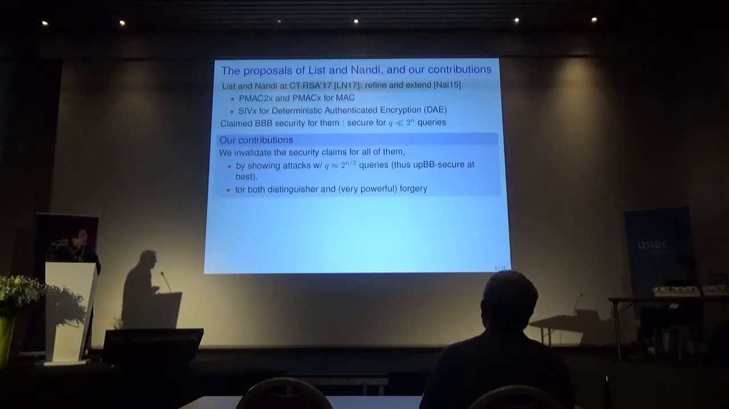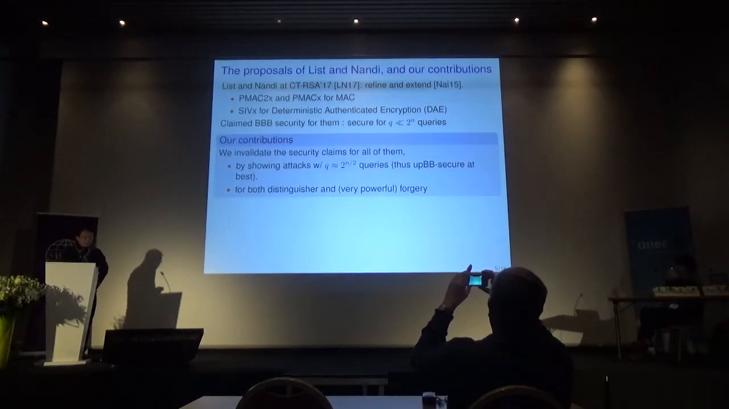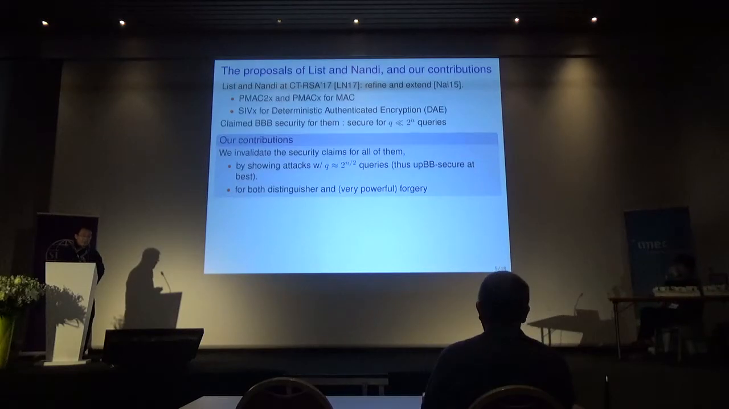However, in this talk, we describe that their security claims are wrong by showing attacks that work using only 2 to the half of n queries, that means they have a birthday attack. So these schemes are up to birthday bound secure at best. And we describe the distinguishing attack and a very powerful forgery attack based on the distinguishing.